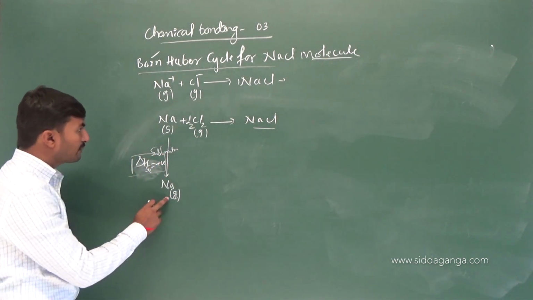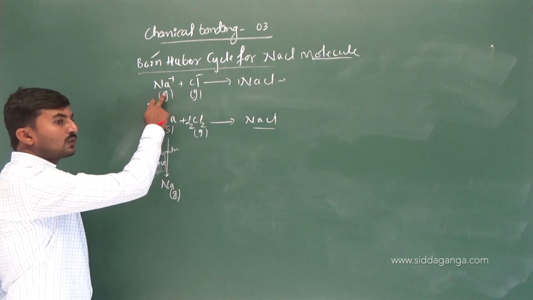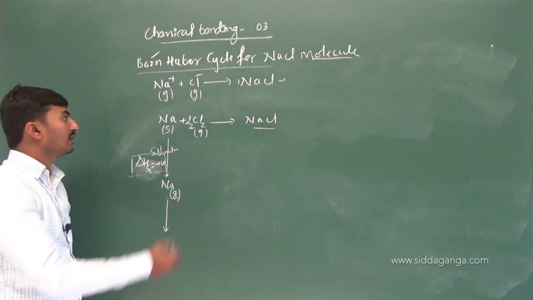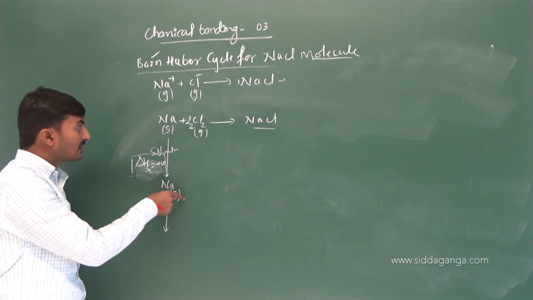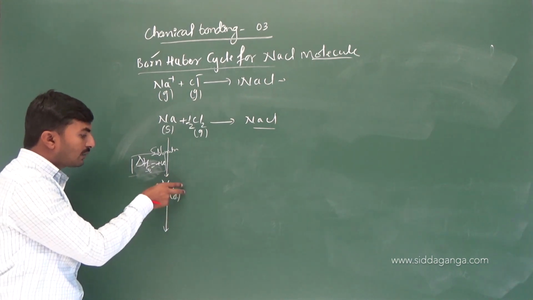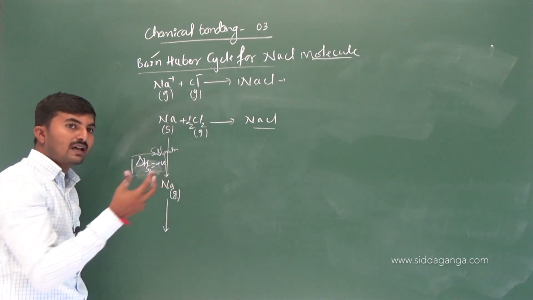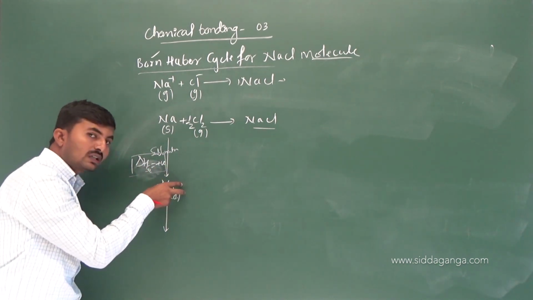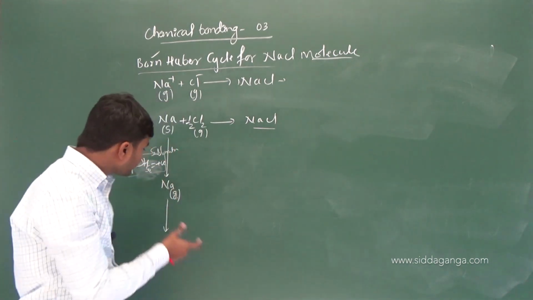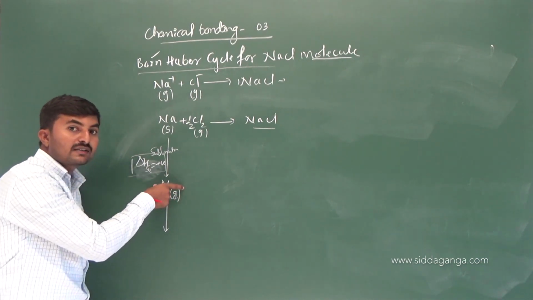Followed by this, we have prepared the gaseous sodium atom, but what we want is the sodium cation. In order to convert this gaseous sodium atom into a sodium ion, we just remove one electron from the outermost shell of the sodium atom. The energy required for the removal of an electron from the valence shell of a gaseous atom is the ionization energy.